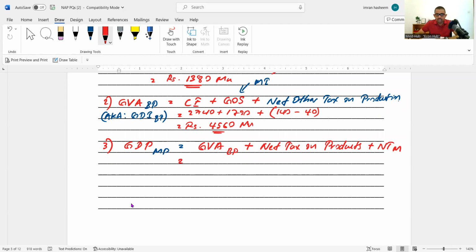Right. So GVA at basic price is 4,560 plus net tax on products. We might need to do the calculation and show. Tax on products is 1,680 minus subsidy on products is 500, plus net tax on imports, given directly, 640. So solve this and tell me what the answer is. I'll be ready because you will very quickly give me the answer.